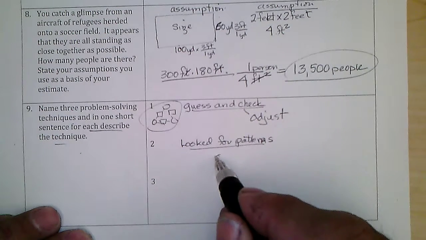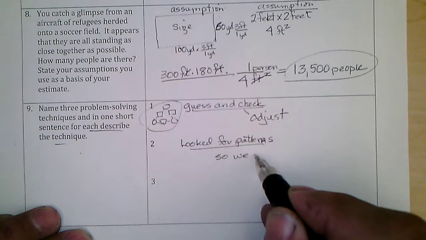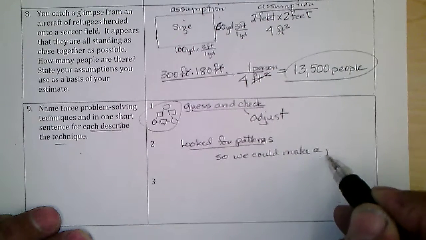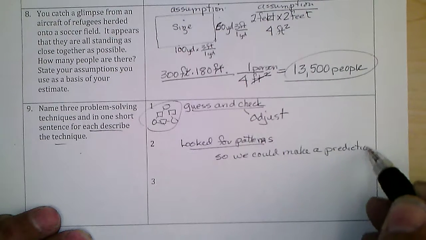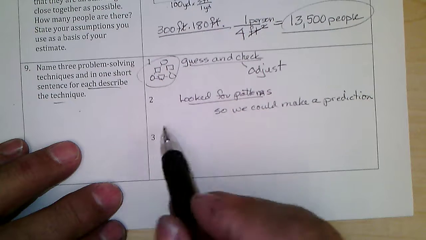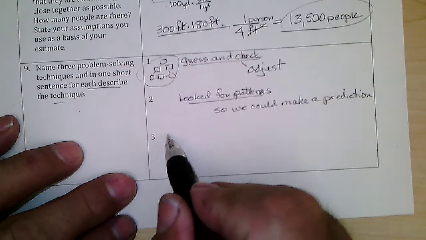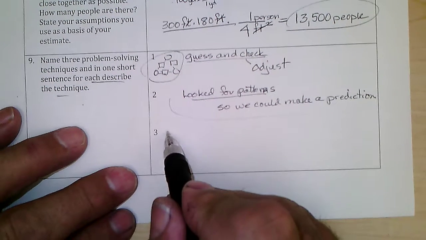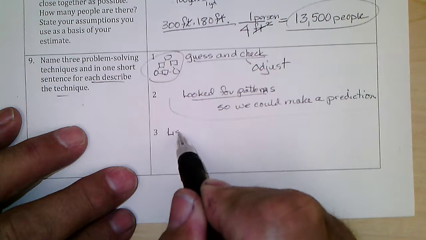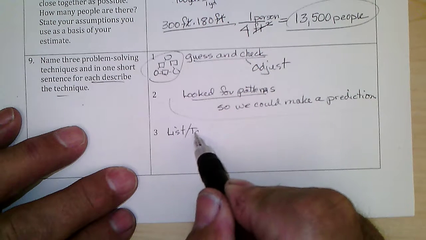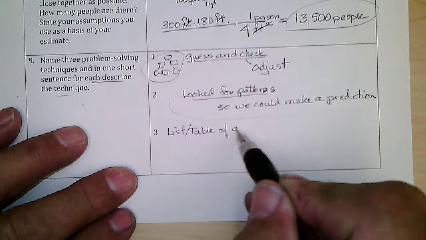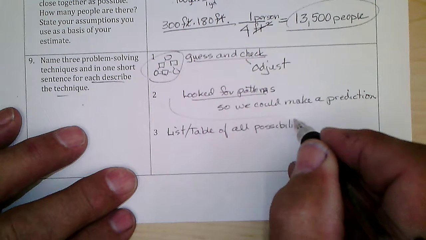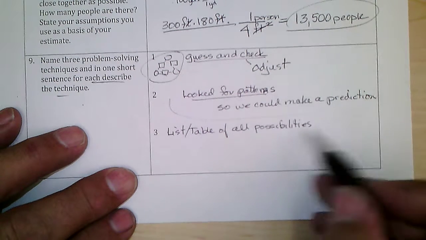So that we could make a prediction. You would explain that. On the hat problem, the prisoners with the hats, we made a list or table of all possibilities, and then did some elimination.